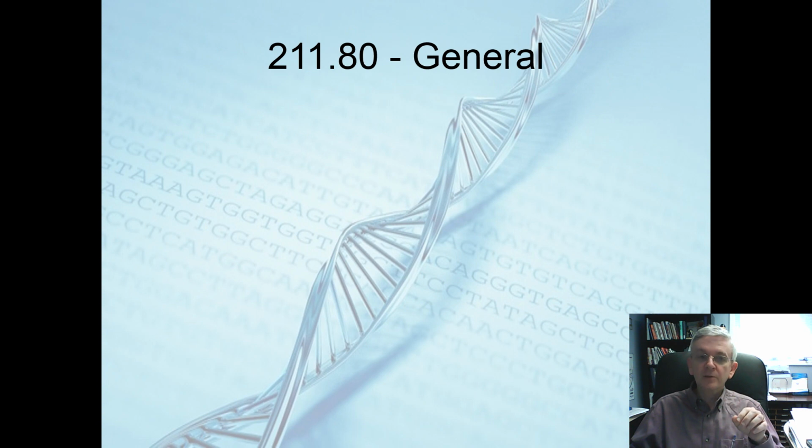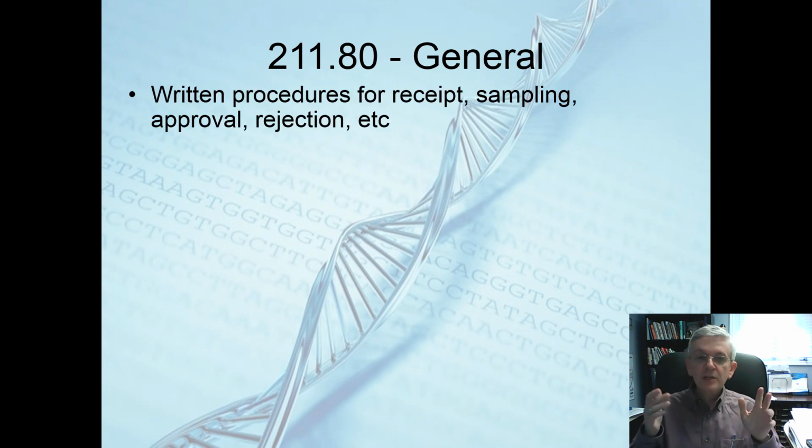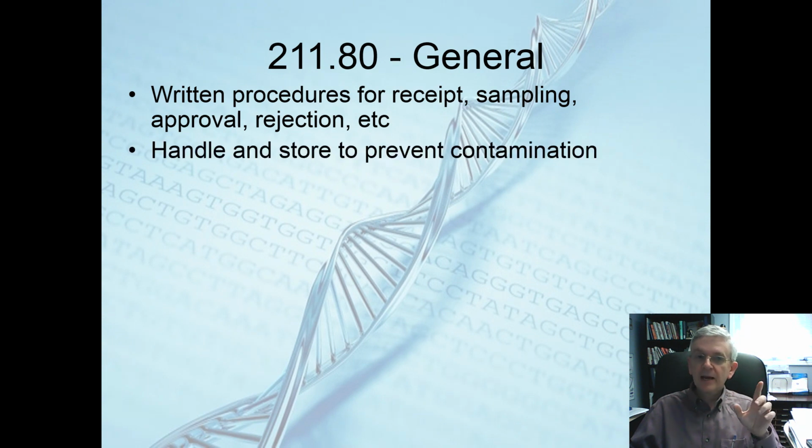21180, the general aspect of it. You have written procedures for the receipt, sampling, approval, rejection, whatever it is you do for these components, these types of materials, you have it down in writing. You have to handle them and store them to prevent contamination, meaning up off the floor, you don't have water, you don't have insects, stuff like that.